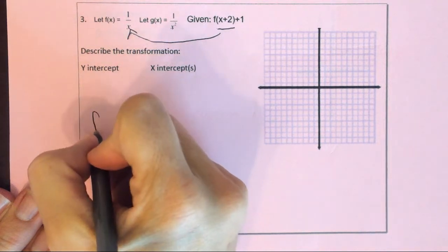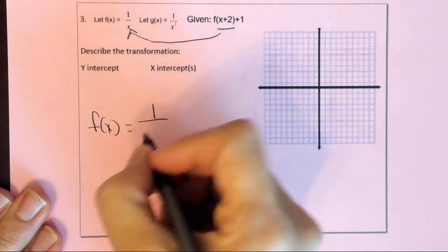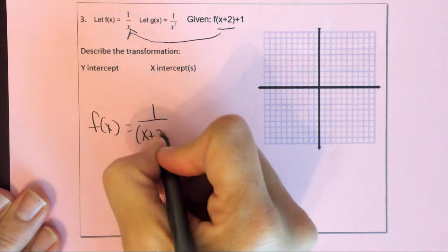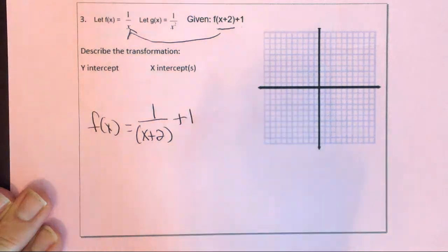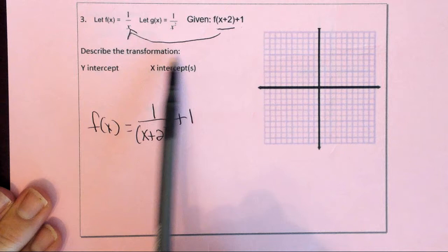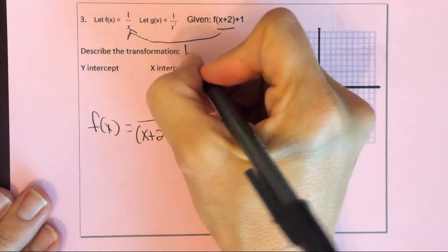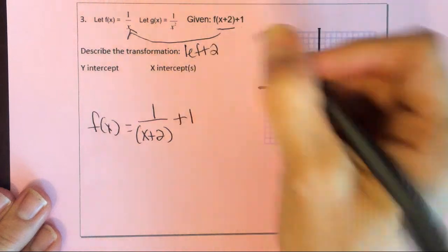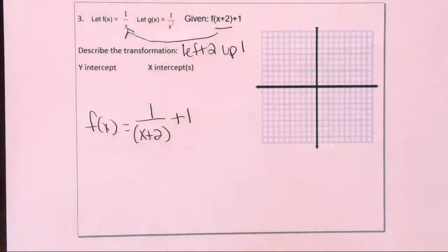So I'm going to rewrite this as f of x equals 1 over, the 2 is in parentheses, so I'm going to keep it in parentheses, put it right there, and the 1 is not in parentheses, so it's going to come out like this. So now this looks familiar. They want me to describe the transformation. Because this is in the parentheses, it's going to do the opposite, so it's going to go left 2. This is out of the parentheses, so it's going to go up 1.